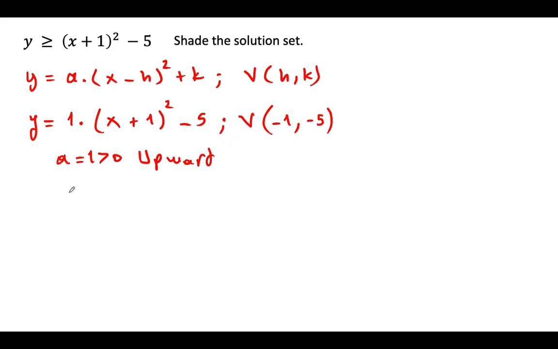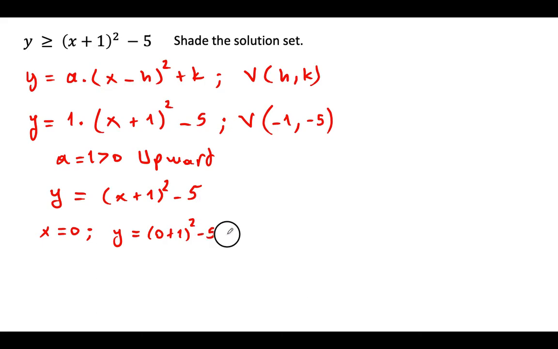I need the x and y intercept. So y is equal to (x plus 1) squared minus 5. How can I find the x and y intercept? As before, when x is 0, what is y? So 0 plus 1, 1 squared is 1, 1 minus 5 is negative 4. That means (0, negative 4) is the y-intercept.